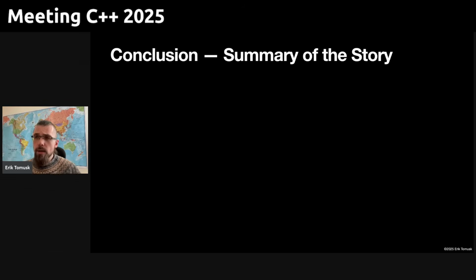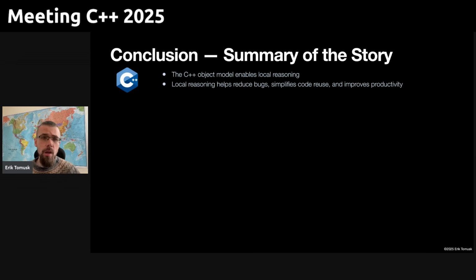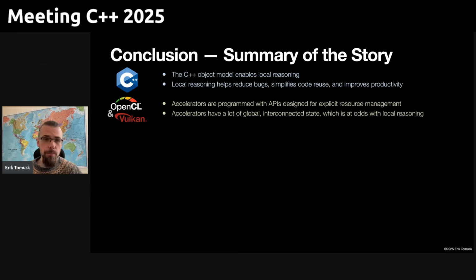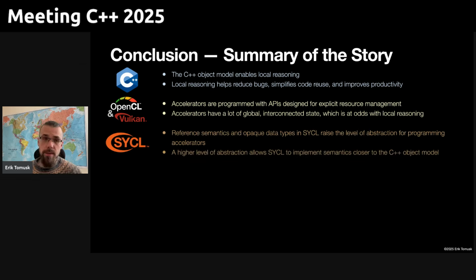All right, so let's summarize the story that I presented today. The C++ object model enables local reasoning, and this is really helpful because it helps reduce bugs, it simplifies our code, and simplifies our ability to reuse code, and it improves productivity. Accelerators are programmed with APIs that are designed for explicit resource management, and accelerators have a lot of global interconnected state, which makes it very difficult to reason locally about programming them.